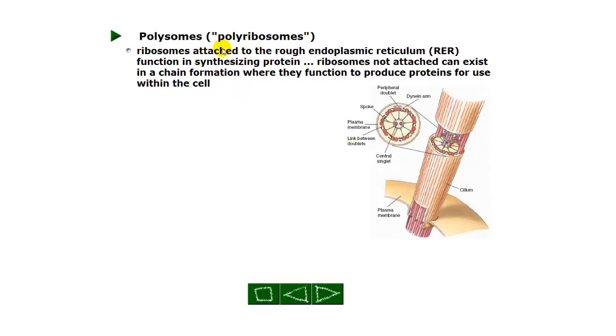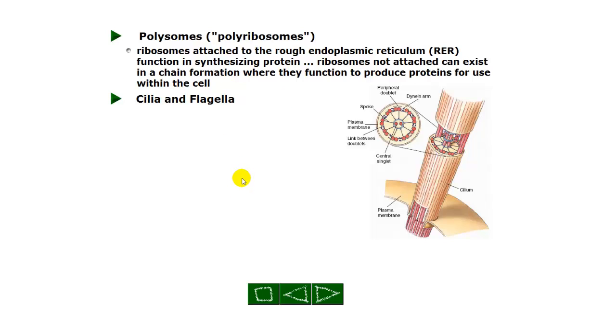Polysomes, also sometimes called polyribosomes, because you've already done the unit on biological molecules. You're familiar with the prefix poly, means many. So many ribosomes attached together in a chain. They function in synthesizing protein, just like all ribosomes do. But ribosomes attached to the ER make proteins for export from a cell, whereas ribosomes not attached, that exist in this polysome form, they make proteins for use within the cell.